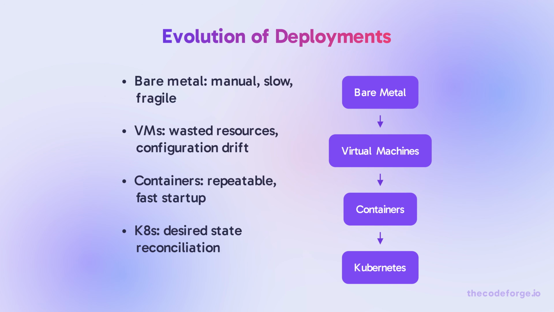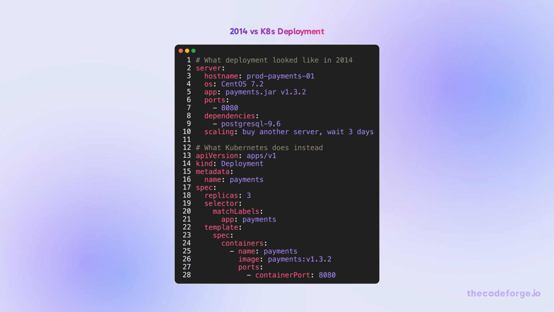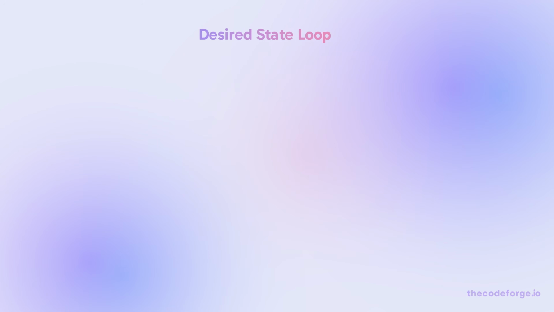Before Kubernetes, deployment was painful. Bare metal required hours to reprovision, VMs wasted resources, and containers created orchestration chaos. Kubernetes solves this with a desired state loop. In 2014, scaling meant buying a server and waiting days. Kubernetes lets you declare 3 replicas, and it handles the rest automatically.